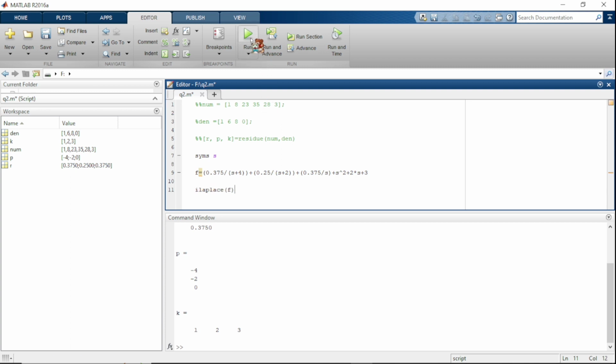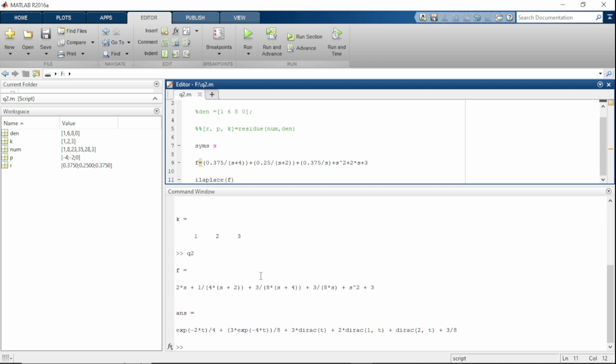Okay, so run this program. Okay, so here you get the result. That is e to the power minus 2t by 4, plus 3 by 8 e to the power minus 4t, plus 3 delta t, plus 2 d by dt of delta t, plus the direct term d2 by dt2 of delta t, plus 3 by 8.